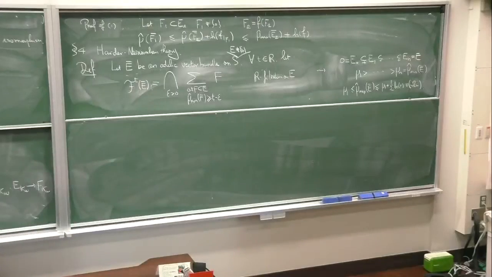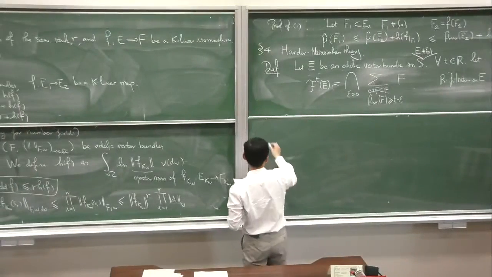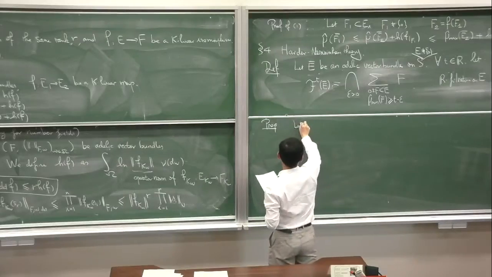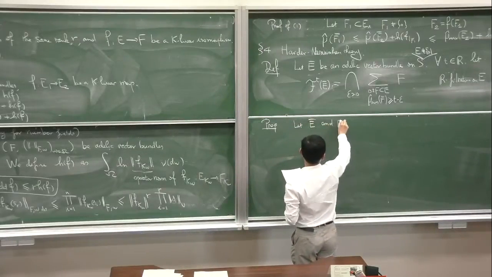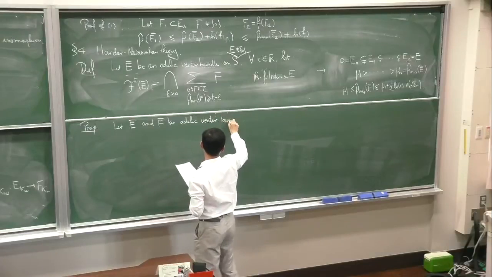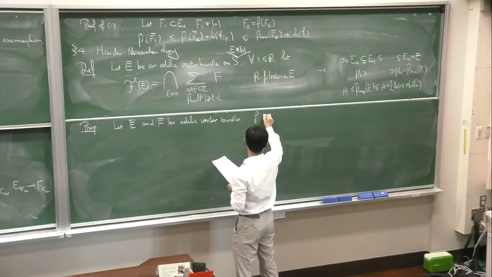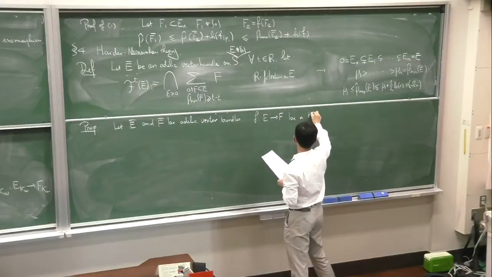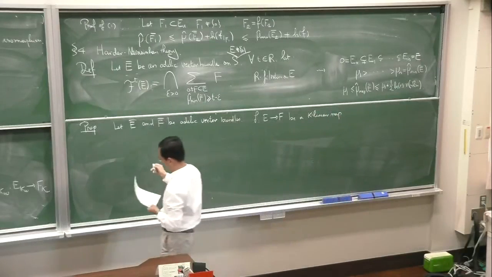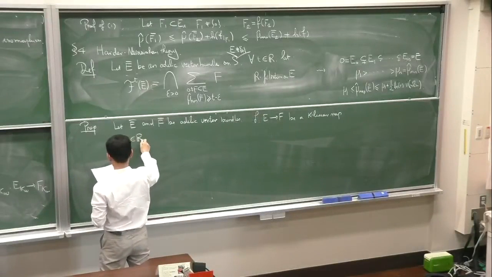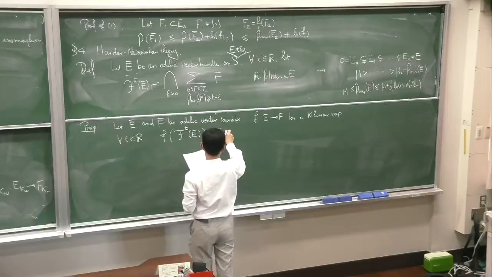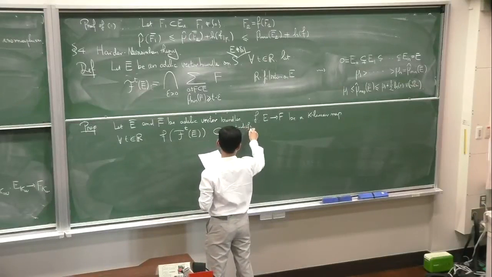So now we can rewrite the slope inequality in some more beautiful form. Let E and F be adelic vector bundles, and f a linear map. For any t in R, you will have f of F^t E is included in F^(t minus h(f)) of F.